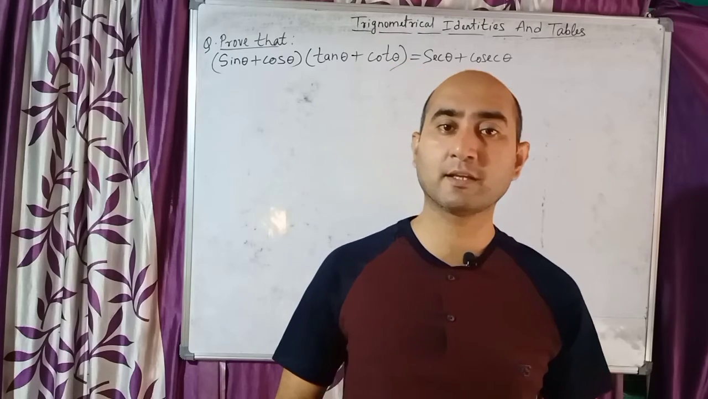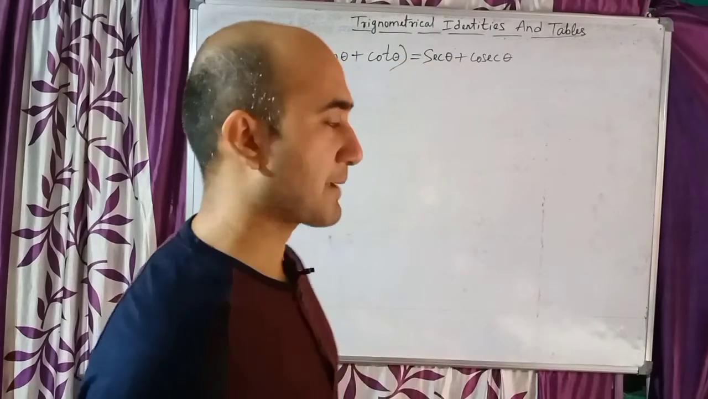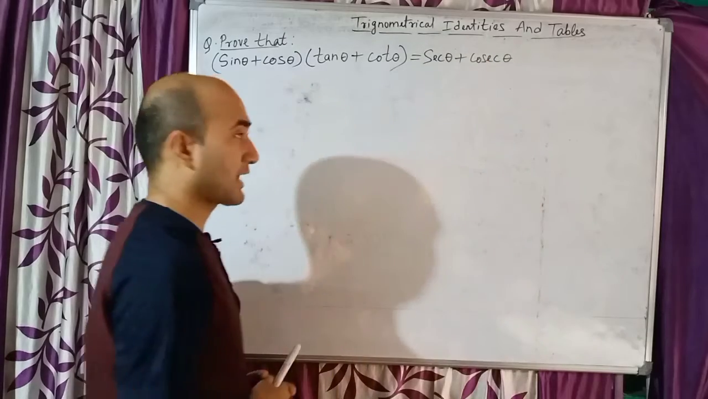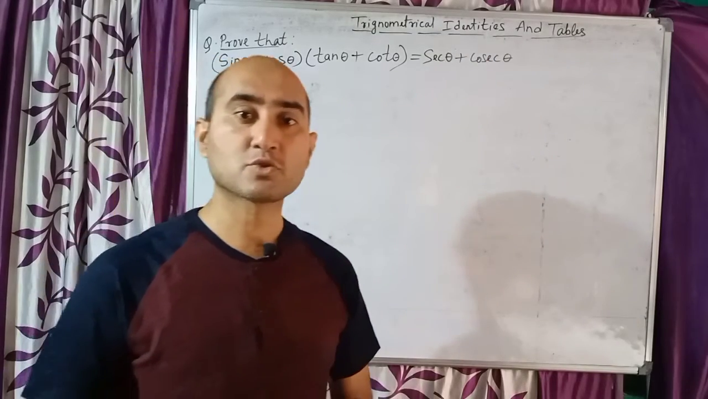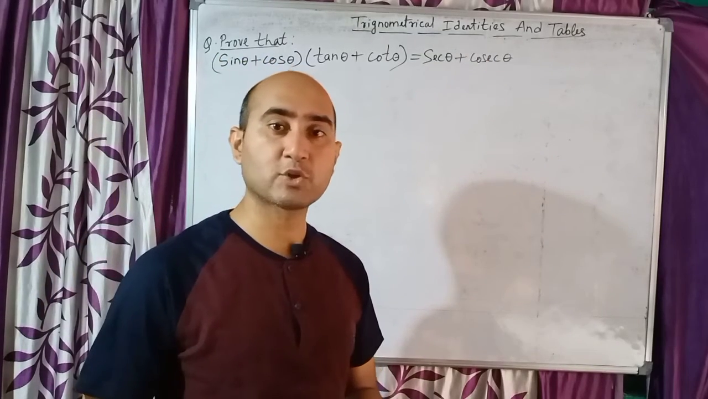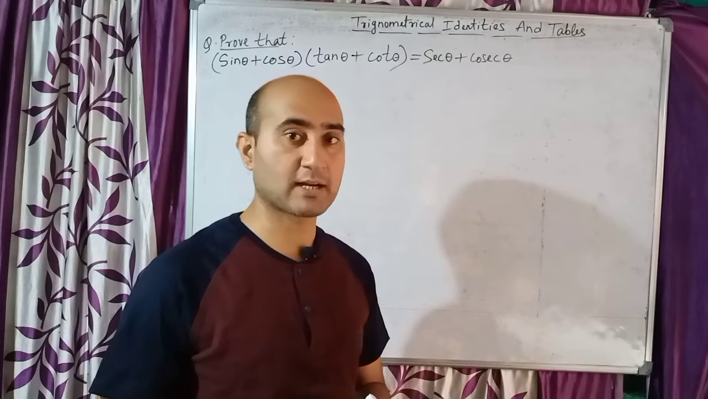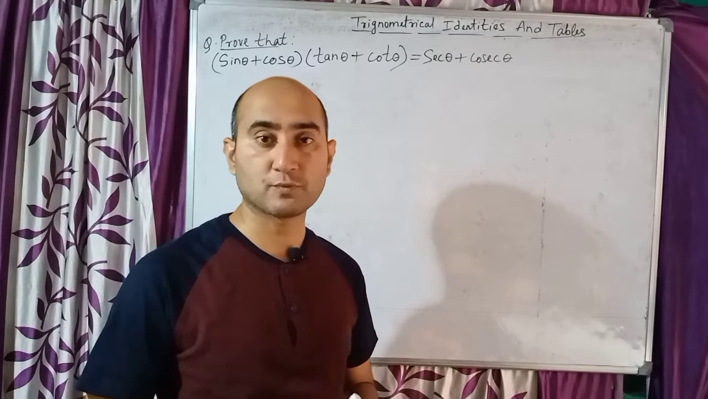So we have been learning a new chapter. The chapter's name is Trigonometrical Identities and Tables. In this chapter we need to prove the left hand expression with the right hand expression. That is, we have to prove LHS equal to RHS.